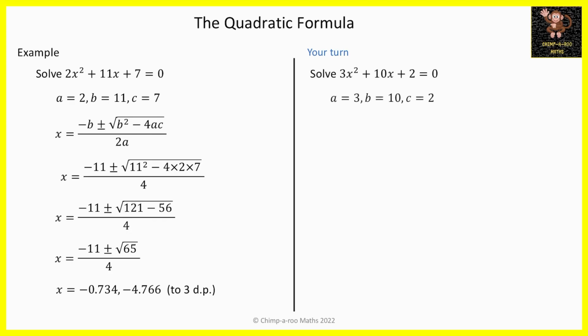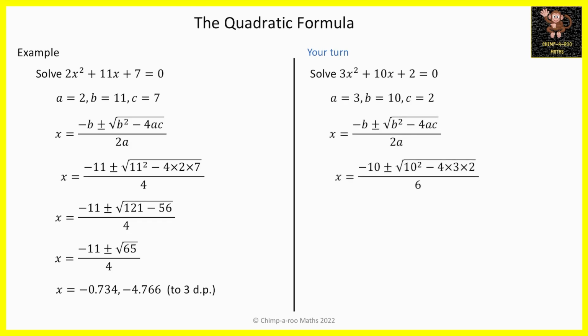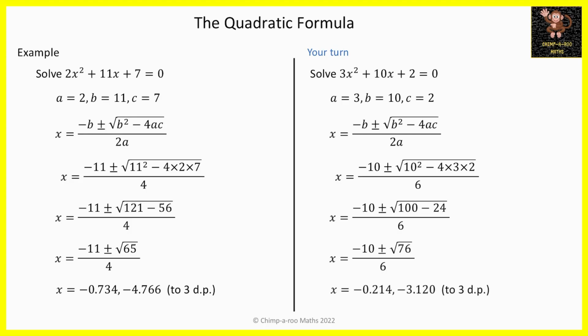Okay, you should write down what a, b and c are, then write down the formula. Substitute it in, like so. Simplify the numbers underneath the square root. 100 take away 24, that is 76, so x is minus 10 plus or minus root 76 over 6, which gives you negative 0.214 or negative 3.120.